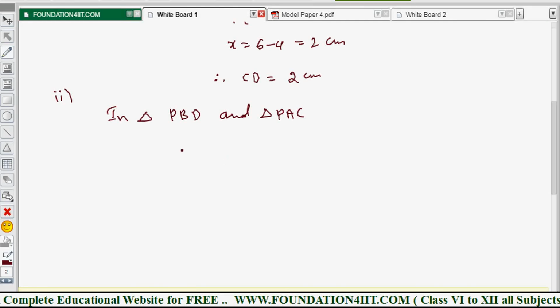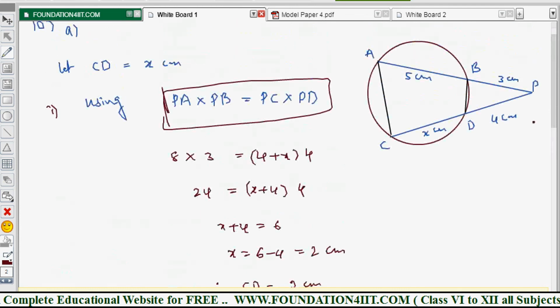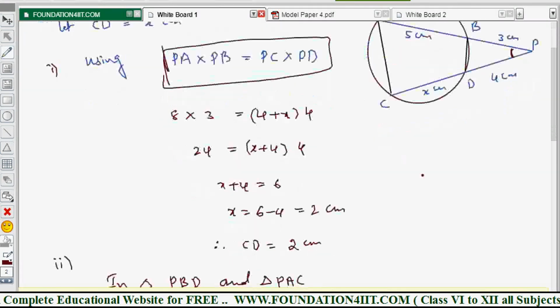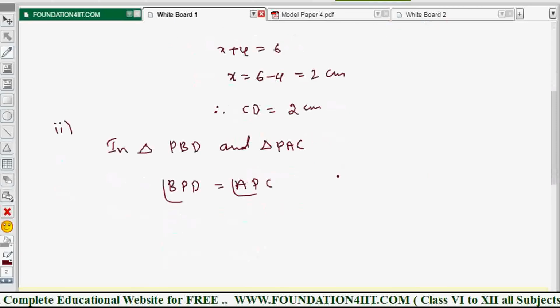That means if you take angle BPD, that is equal to angle APC. So for both, the angle P is common. So BPD and APC, angle P is common for both. That is the reason. You must write the reason also in brackets.